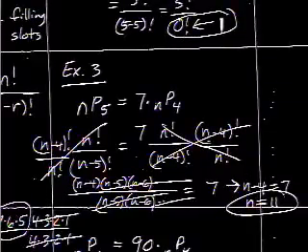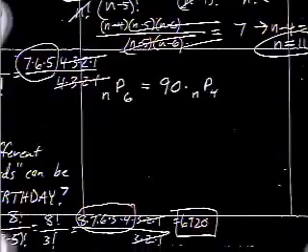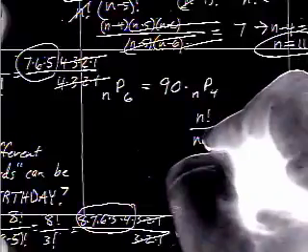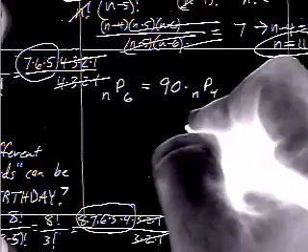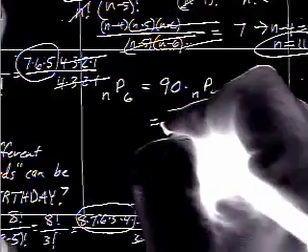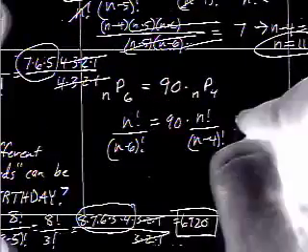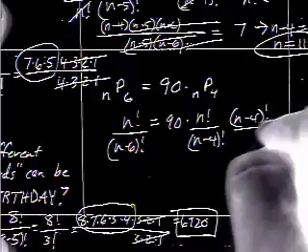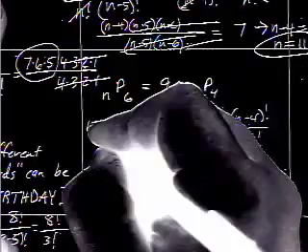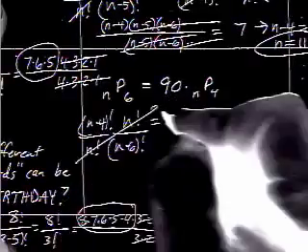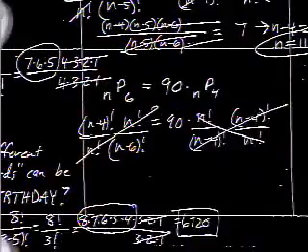Okay, let's take a look at another example like that. So I got n factorial over n minus 4 factorial, and I got 90 times that, and I got n factorial over n minus 6 factorial. And I multiply by the factorials on both sides, obviously, right? Because I want to get all my n's on the same side. And a lot of junk's going to cancel out, right?